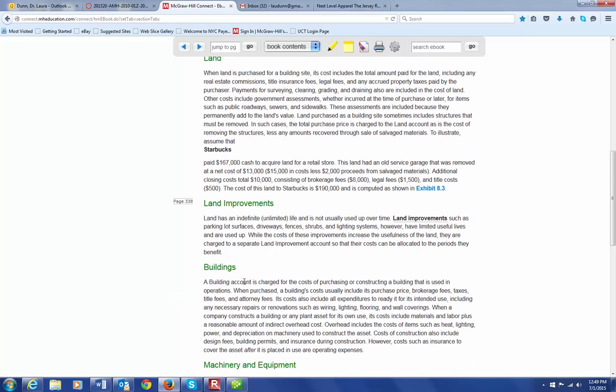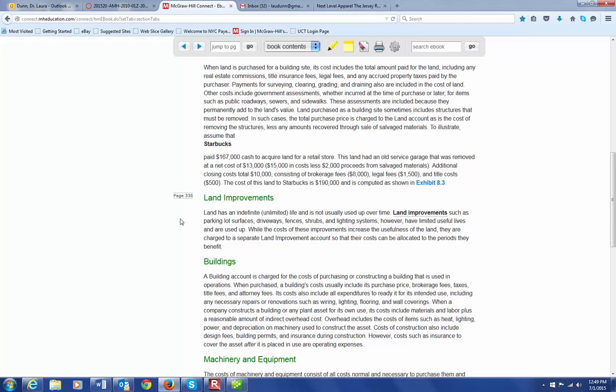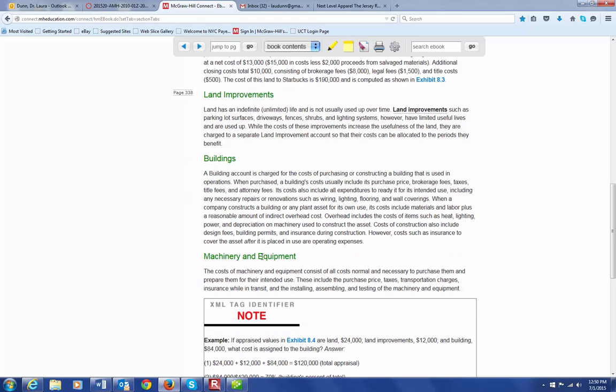Land improvements. Now, land itself is not depreciated because it has an unlimited life. It's not generally used up over time like a building or a piece of equipment. Land improvements like parking lots, driveways, fences, shrubs, lighting systems, they have limited useful lives and they are used up. While the cost of these improvements increase the usefulness of the land, they are charged to a separate land improvement account so that we can depreciate or allocate their cost to the periods that they actually benefit.